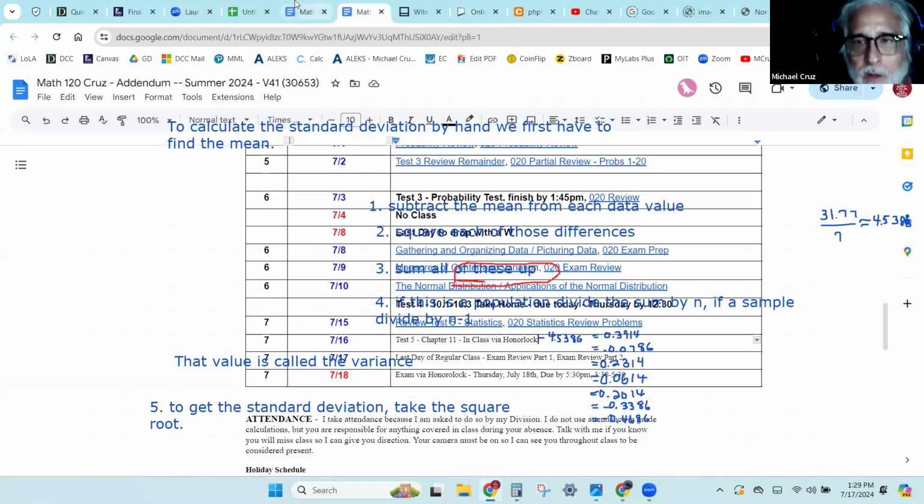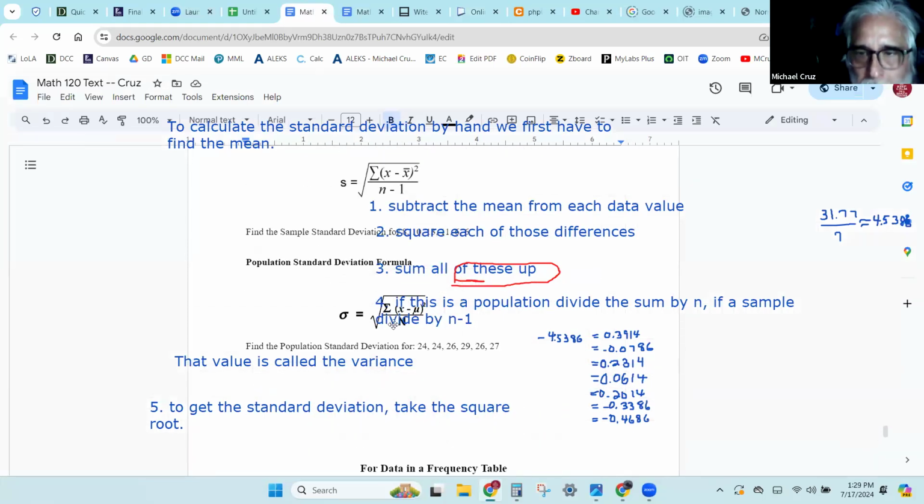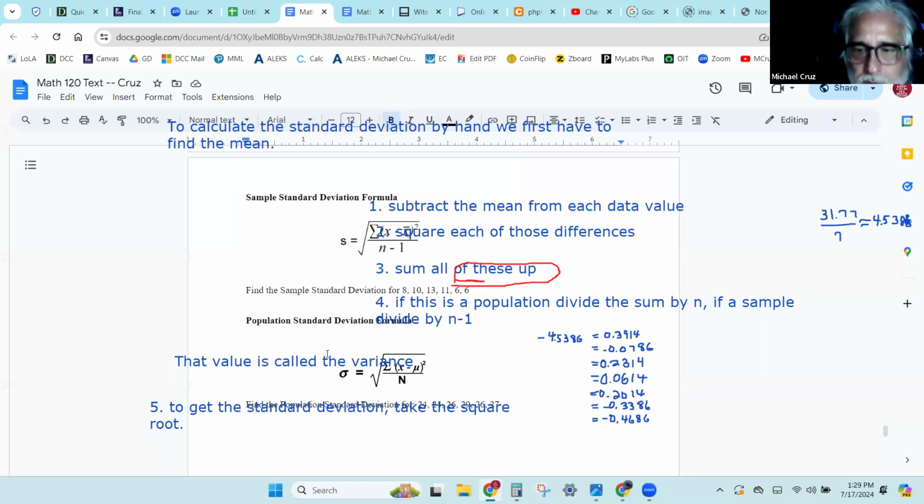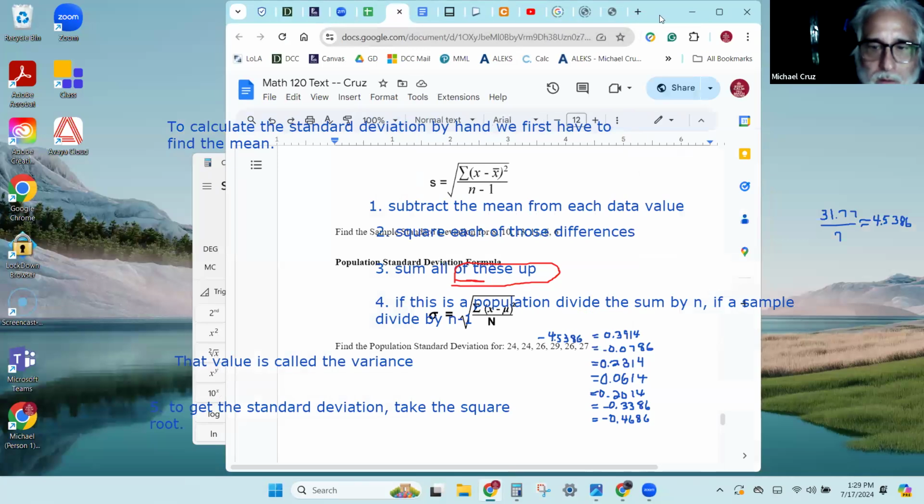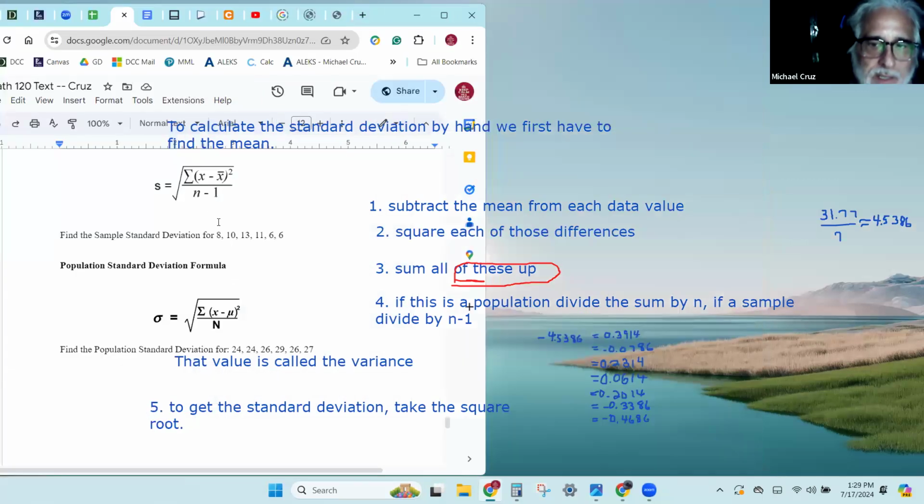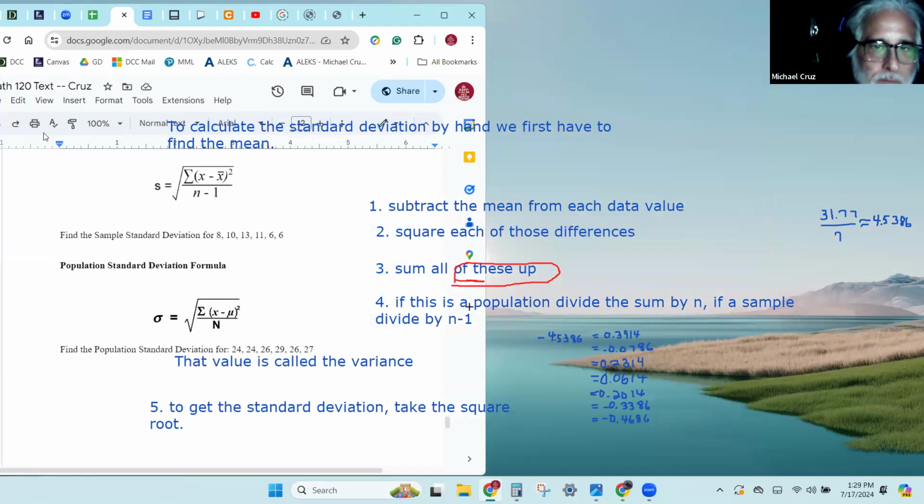Let me just show you the formula. I know you've probably seen it. Okay, here's the difference between the two. So this is the sample standard deviation right here. That sum is the sum of those differences, the ones I had to add up, and I actually used a spreadsheet to make it quicker.